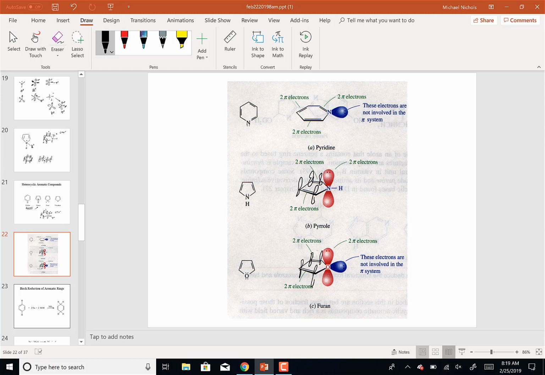So heterocyclic compounds can become aromatic by a nitrogen or an oxygen choosing to become sp2 hybridized, but only if that pair of electrons then helps the overall system reach 4n plus 2. If it doesn't, it won't.